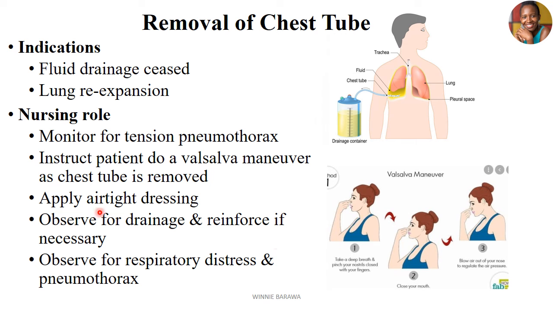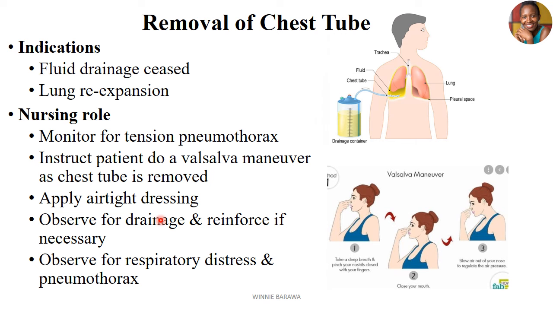Then after removing the chest tube, you need to apply an airtight dressing to the incision site so that there's no re-entry of air into the pleural space. Then observe for any form of drainage and reinforce if it is necessary. The last bit you need to know is to observe for respiratory distress and any further pneumothorax. Remember, you're removing a tube from the chest, and this will automatically create an air entry space there. So dress it with airtight materials, observe for further drainage, reinforce if necessary, and observe for respiratory distress or pneumothorax.